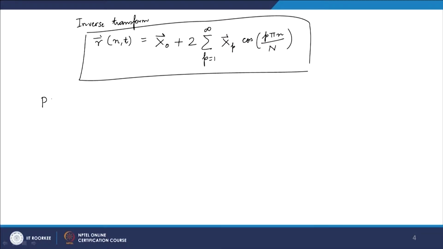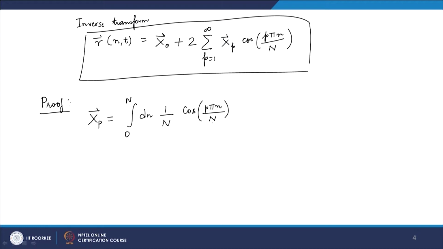So, we can prove this statement for the inverse transform by using the definition of the xp that we started with, after derivation of the basis function. We had got something like this, right. And you can see, now I can plug it back in there and see what we get.